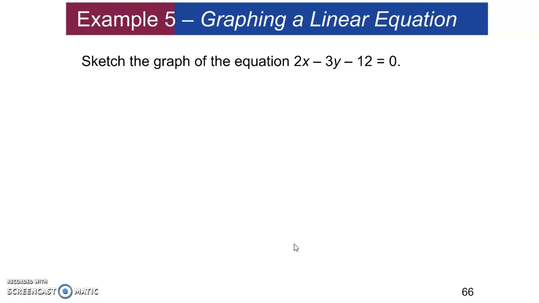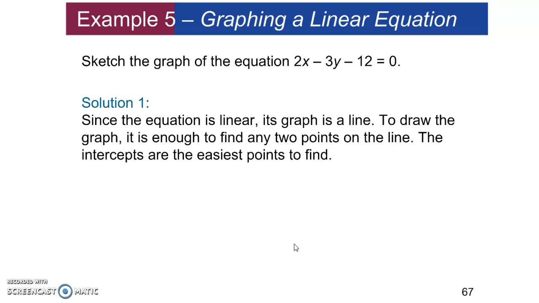Now, if we're asked to graph a line when its equation is given in general form, the easiest way to do so is to find its intercepts. To find the x-intercept, we plug 0 in for y, because any point on the x-axis has a y-coordinate of 0. To find the y-intercept, we'll plug 0 in for x, because every point on the y-axis has an x-coordinate equal to 0.